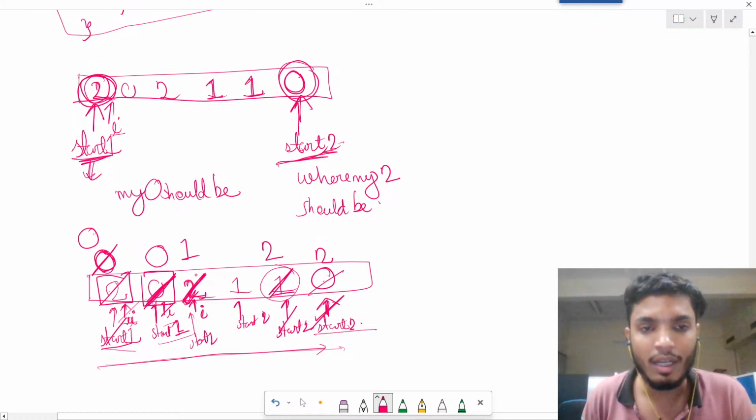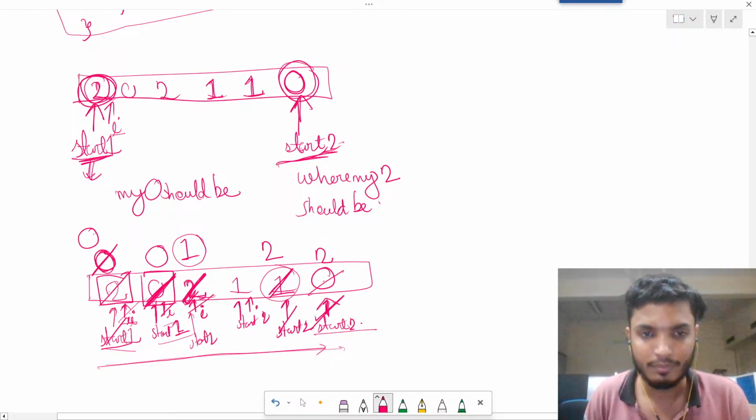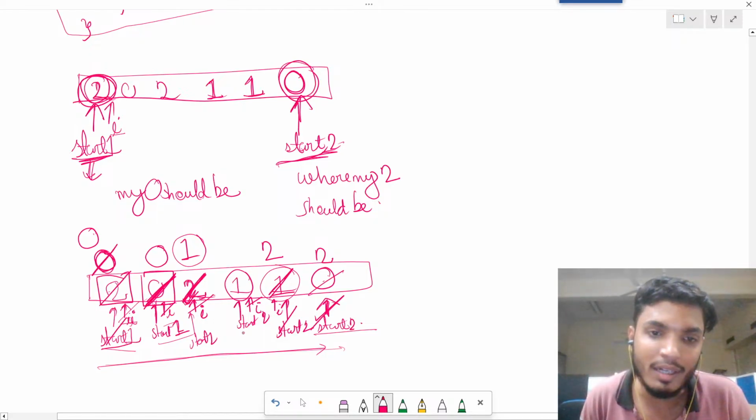So now I'll check what is at I. This is 1. If it is 1, you don't need to do anything. You just need to move I here. And then this is 1. I don't need to do anything. I'll need to move I. But see, I has crossed start 2.